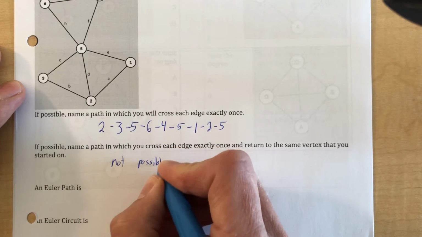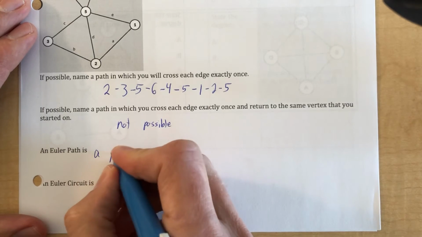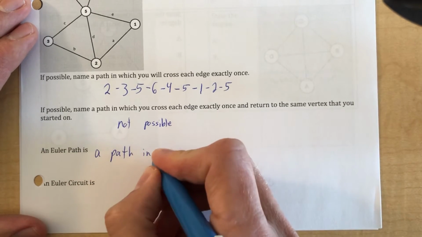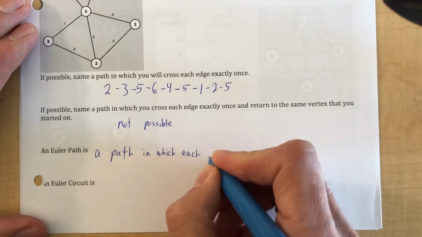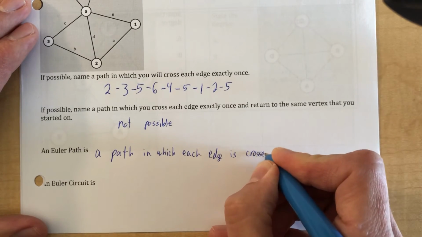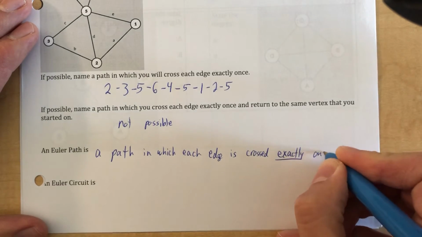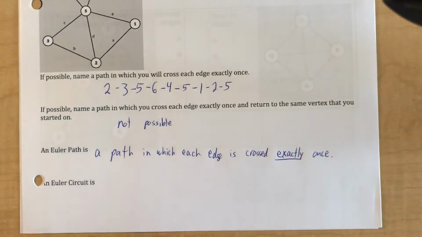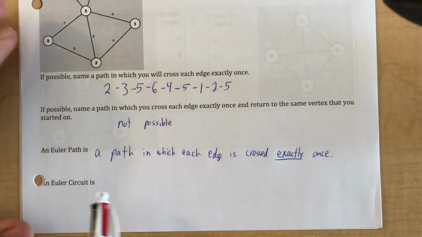So why don't we jump in with determining what an Euler path is and what an Euler circuit is. So here goes. An Euler path is a path, well, that's self-explanatory, in which each edge is crossed exactly once. There we go. We're going to cross each edge exactly once, and that's just an Euler path. And that is what we did right here. But now we're going to get a little more technical.